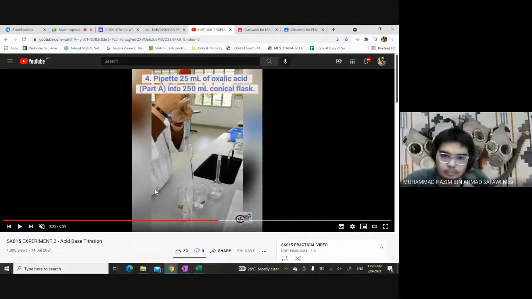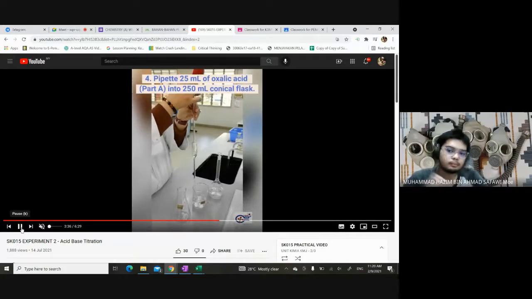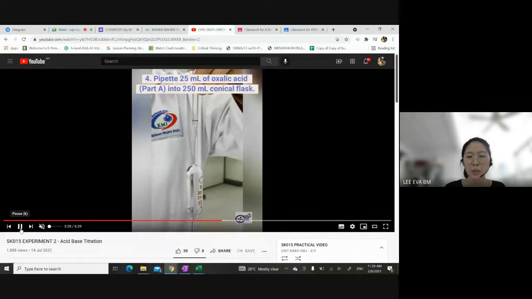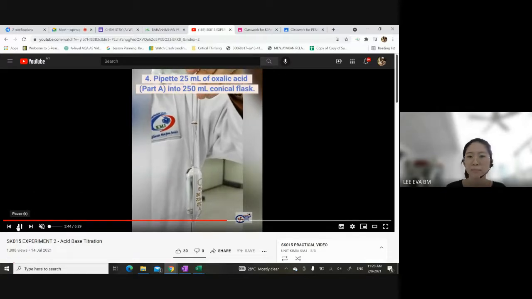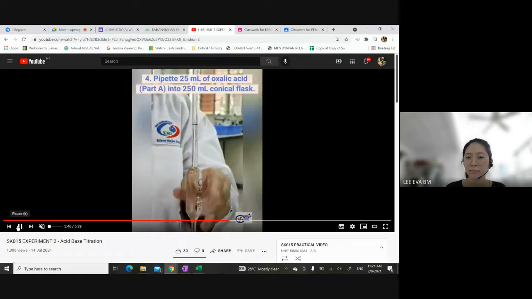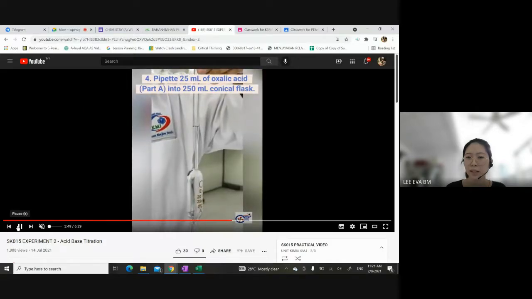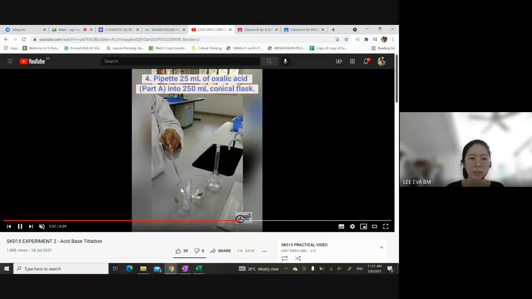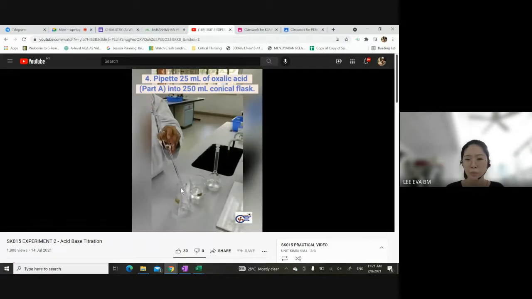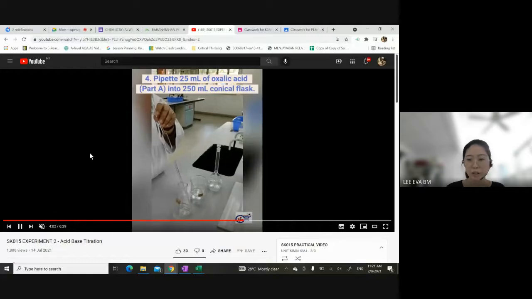And this one, so after that, we transfer. For this one, your pipette also, we need to look at the calibrated mark. So yang ini lagi obvious sikit lah, dia brown color. Okay, so make sure your solution touches this calibrated mark before you transfer. Okay, so once it has achieved the calibrated mark, then we transfer it. Make sure all the solution flows inside your conical flask. And then we are ready for the titration.